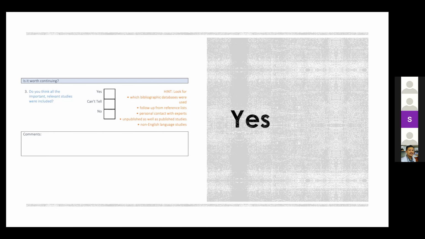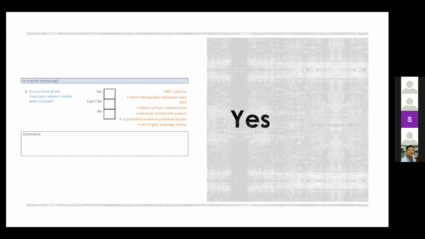So they maybe didn't find everything that was there to find because they didn't go about searching for it in a systematic way. So they made three-quarters of a good job, but not a 100% good job. Not 100%, yeah, I agree with you, not 100%. I was confused. So what can I do? Can I say yes or I can't tell? Because they have followed the reference lists, but they have not personally contacted the experts.